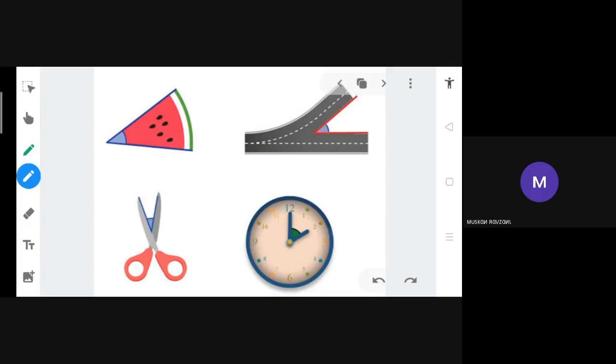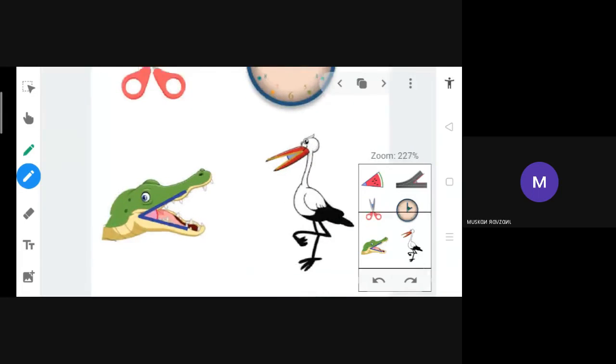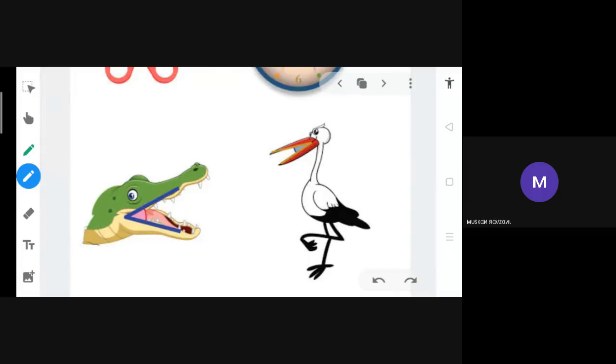So here also you observe that different kinds of objects are given and that corners are given. First one, some angles are formed. You can see. Here it is marked only. Even you can form different angles using your hands when you fold. So it forms different angles.